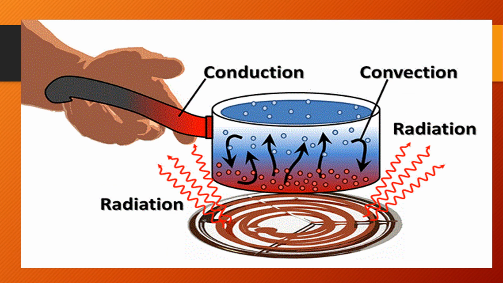You can see here again the same diagram. When we are cooking the food, you can see how all the three phenomena, conduction, convection and radiation, happen. The handle is getting heated because of the conduction. Hot water rises, cold water goes down because of the convection. And from the hot plate, the heat is transferred in all directions, that is because of the radiation.